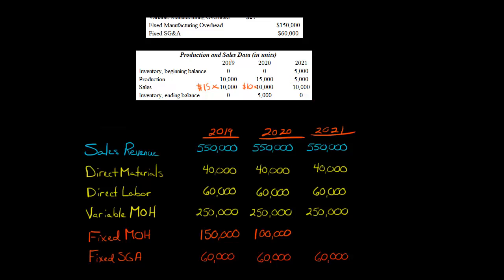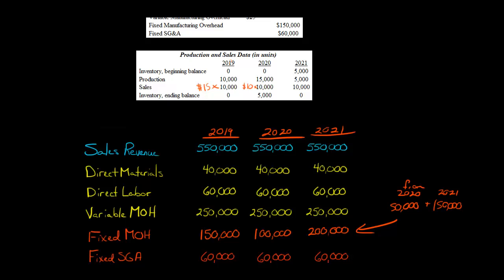What does that mean? That means that we're not going to defer any of our fixed manufacturing overhead going forward. It's all 150 is going to be recognized here in 2021 because there is no ending inventory. There's nothing to be deferred. But remember, we also had 50 of the 150 for 2020 that got deferred to 2021. So 2021 is actually going to be the 50,000 from 2020 that was deferred plus 150,000 of 2021. So this is actually going to be $200,000.